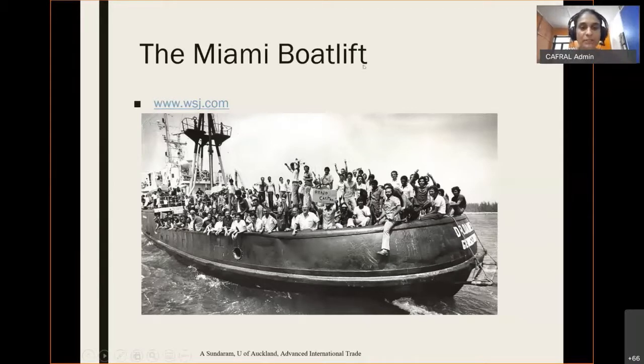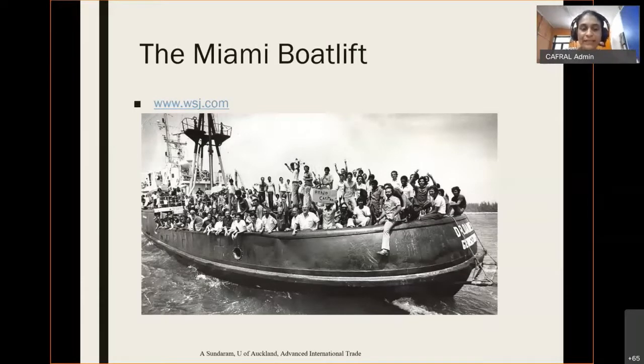So I want to talk about the Miami boat lift. You may not know what the Miami boat lift is, but there's a lot of equivalents in other countries as well. What happened was, because there was a revolution in Cuba, a whole bunch of refugees from Cuba ended up in Miami on a boat.